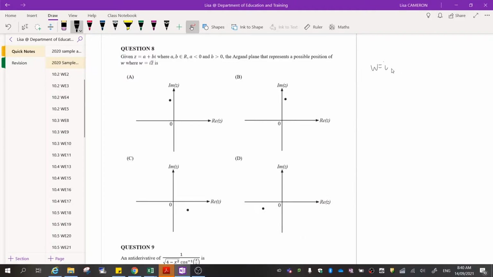Okay, so W equals I times the conjugate of Z. So W is equal to I multiplied by, now if this is Z, the conjugate will be A minus BI. So now when I expand this bracket, I'll end up with AI minus BI squared, which is equal to AI, and then this will turn into -1, so we'll change it to plus B. So I'm looking for something that's got two positive components here for the real and the imaginary. So that would be this answer of B.